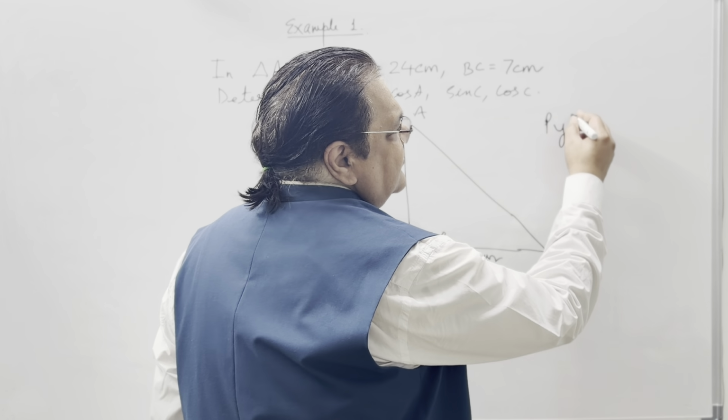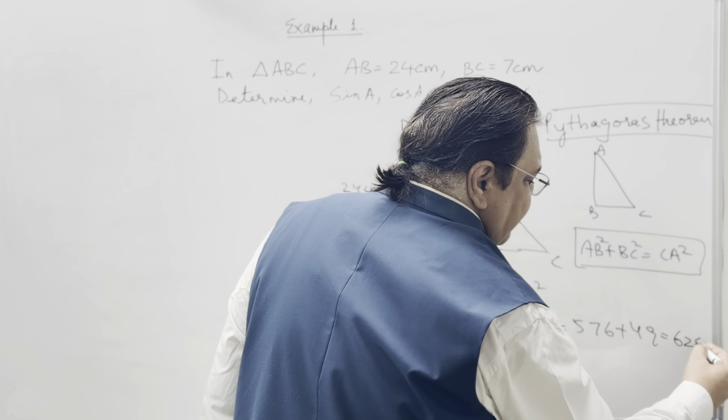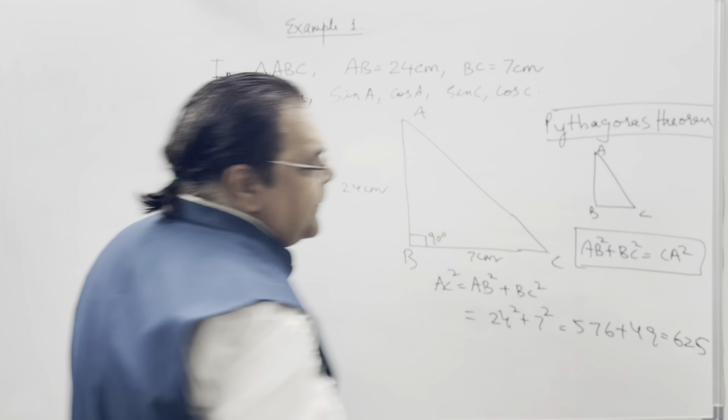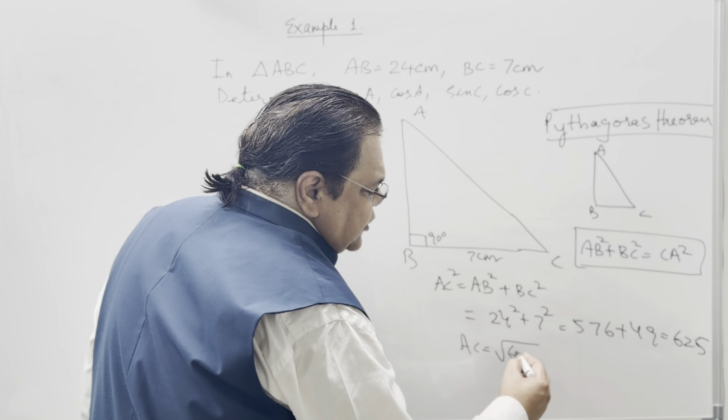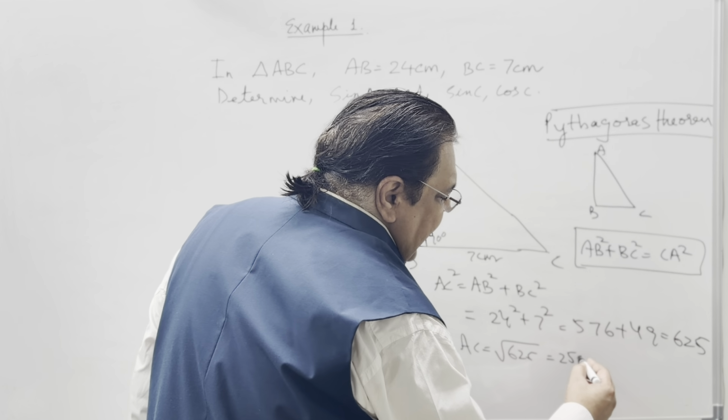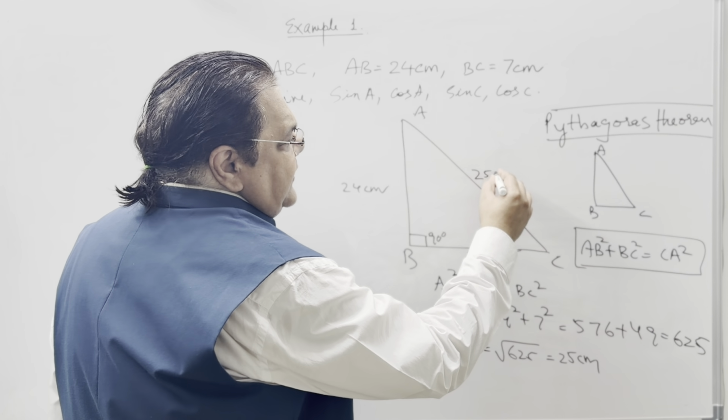So we will use here Pythagoras theorem to find the side AC. So AC square is equal to AB square plus BC square, which is equal to 24 square plus 7 square, which is equal to 576 plus 49, which is equal to 625. Correct? Now AC is equal to square root of 625, that is equal to 25 centimeters. So side AC is 25 centimeters.